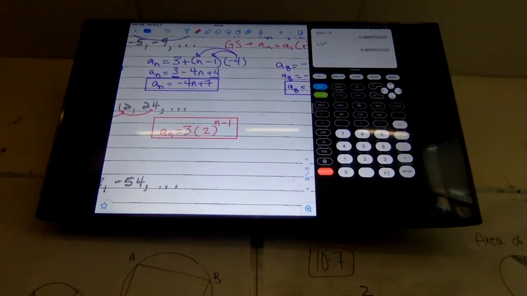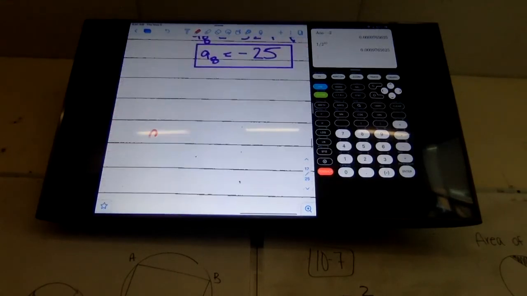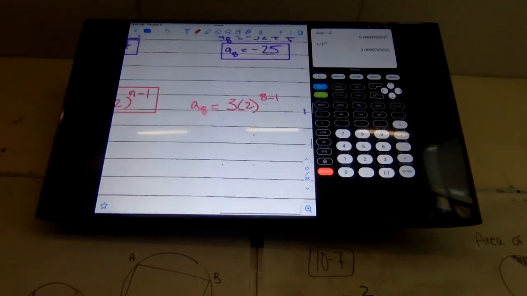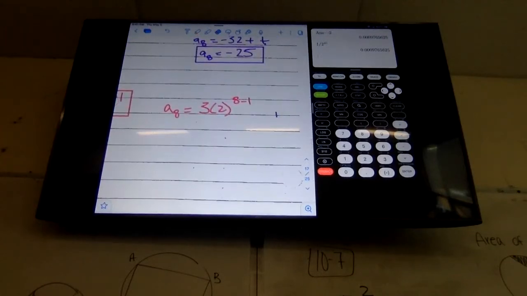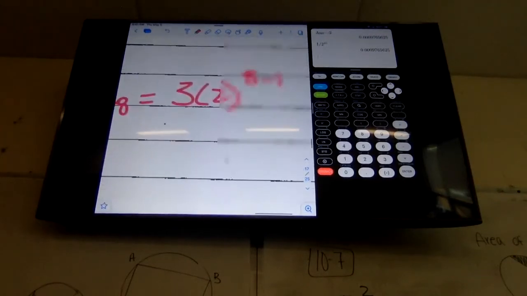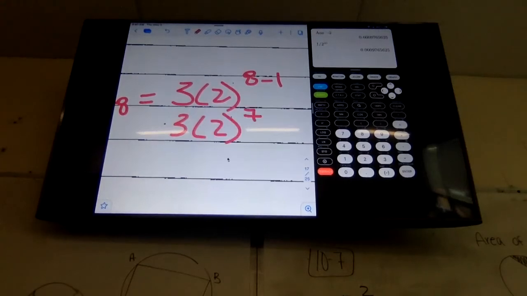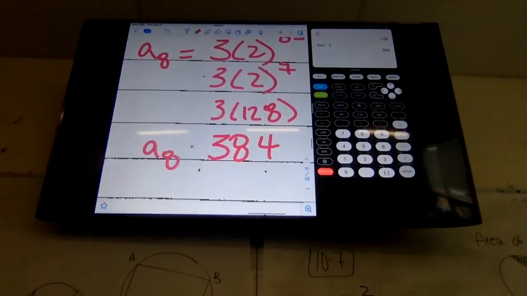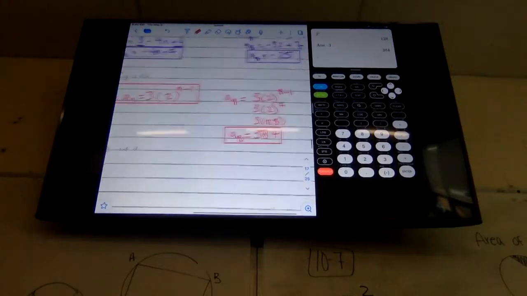All right, now what? Plug it in. a sub 8 equals 3 times 2 raised to the 8 minus 1. What first? Exponent, good. And then times 2 to the 7th. Good, that's not too crazy of a number. Times 3. 384. Very cool.